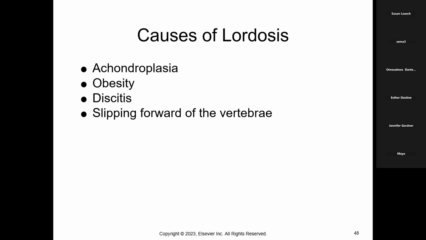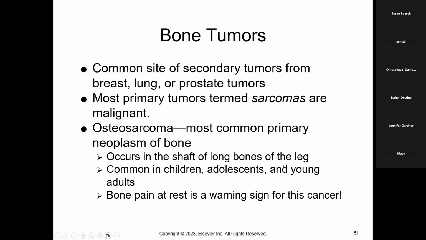You guys have those slides, so I'm not going to go into them. Look them up. You should know the difference. Tumors, okay? So osteosarcoma, this is a tumor in the bone, and it happens mostly in the long bones of the leg. We'll see it in kids, adolescents, and the warning sign here is bone pain at rest. So when they're resting, they're hurting.